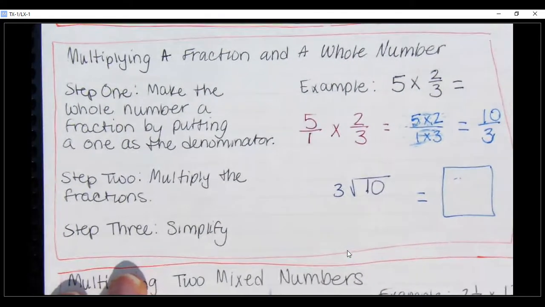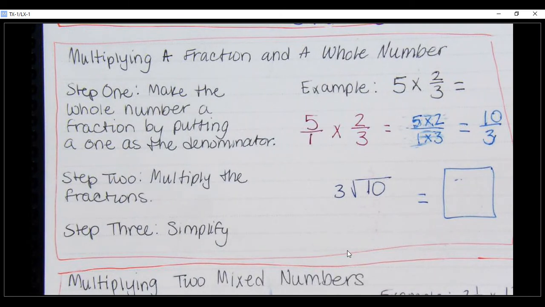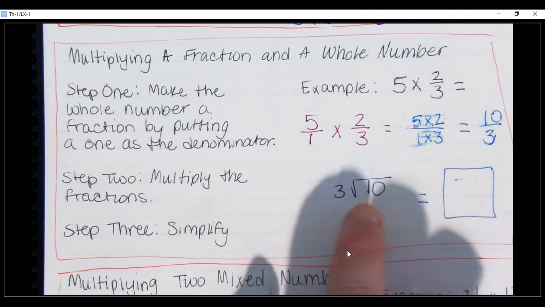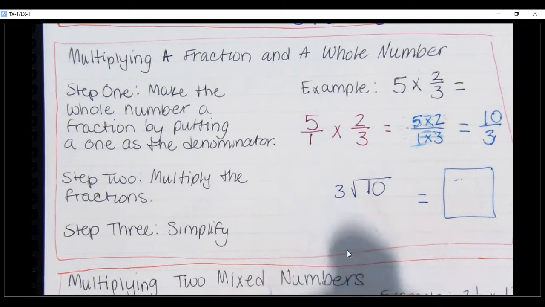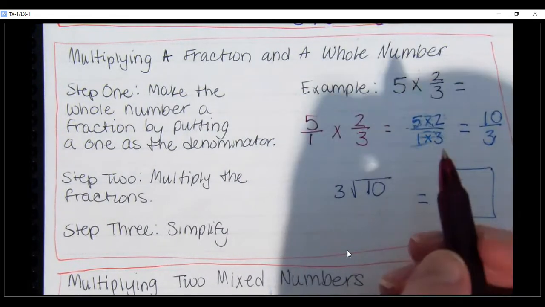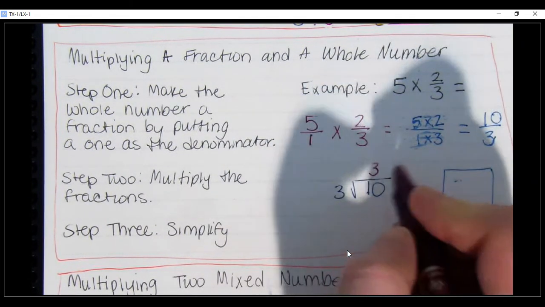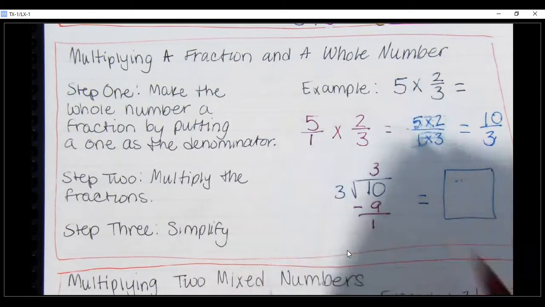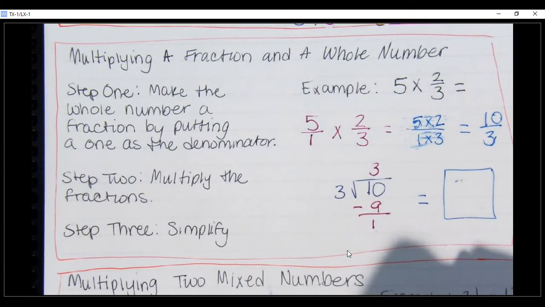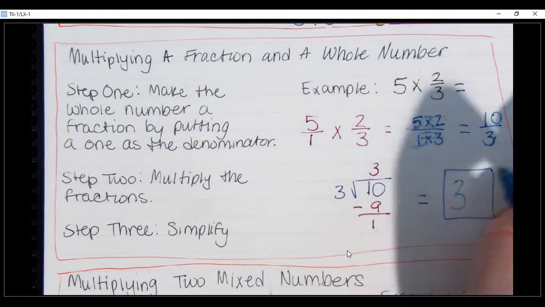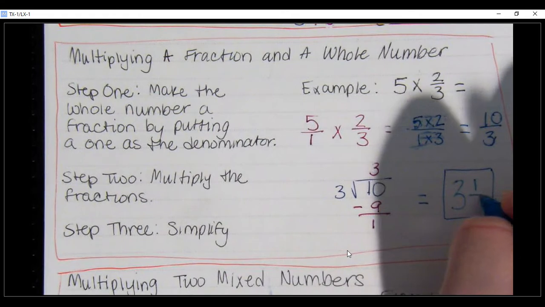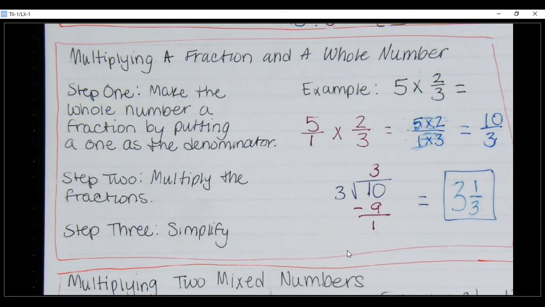And yay! Our next step is to simplify. Same idea as we have in the other videos. We want to take the numerator, put it on the inside of the division box. Our denominator, put it on the outside, and divide like usual. 3 can go into 10 3 times. 3 times 3 is 9, and when we subtract, we're left with the remainder of 1. That 3 up at the top is going to be our new whole number. Our numerator is going to be that remainder, and our denominator stays the same. So 3 and 1/3 is our answer. Yay!